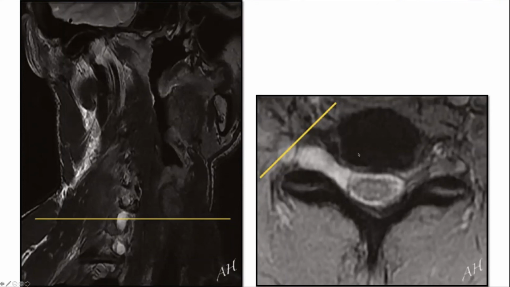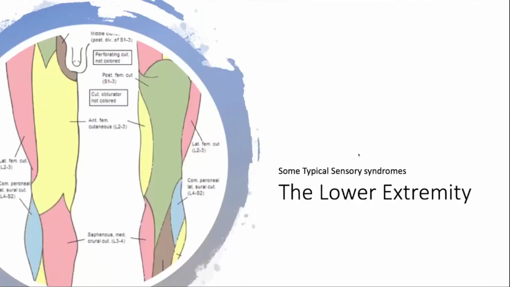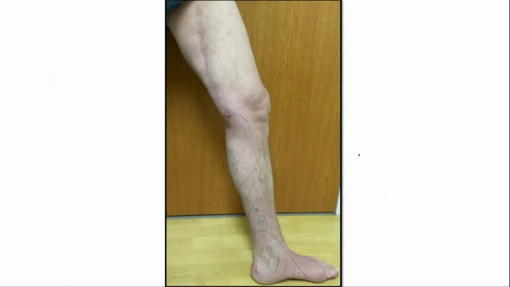Next. Okay, how about some easy sensory syndromes for the lower extremity? Let's do some of those. Joyce, tell me, this patient had open heart surgery. They harvested the saphenous vein. He has pain, numbness, and tingling in that distribution you're seeing here, and he has a Tinel sign here. So what nerve distribution is this, and what do you think happened?